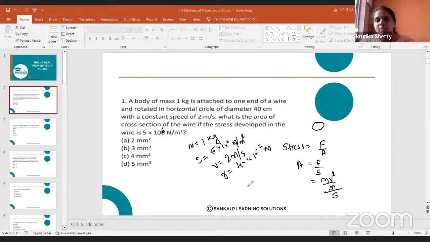So if you use this formula, you will get the area. Take the mass as 1 kg, the speed is 2 meter per second. So it is mv², so 2 square is 4. Divided by, then next we have r. So r is 40 into 10⁻².